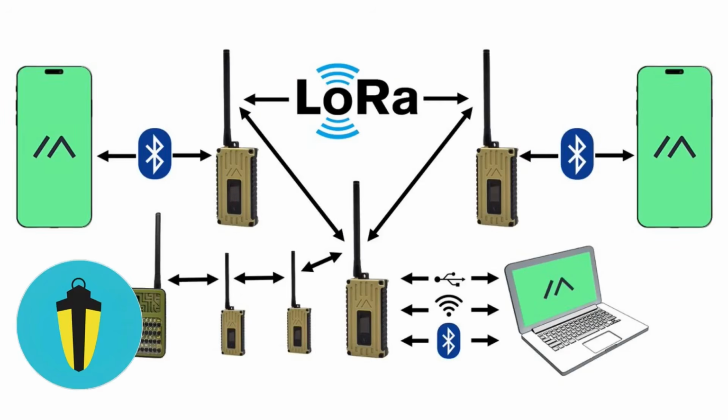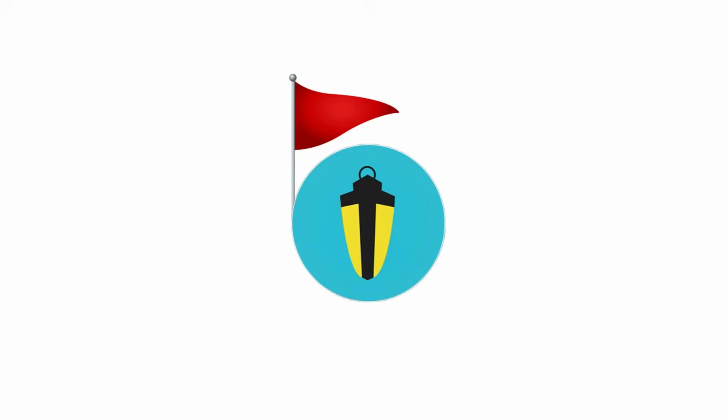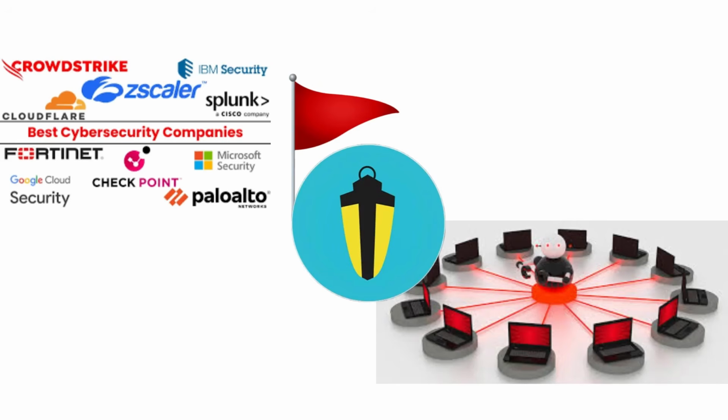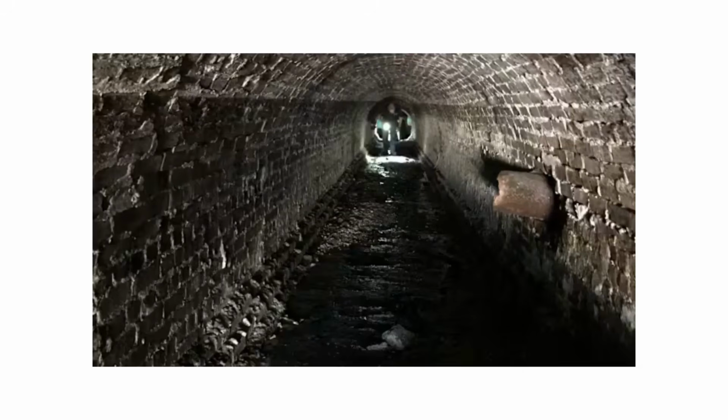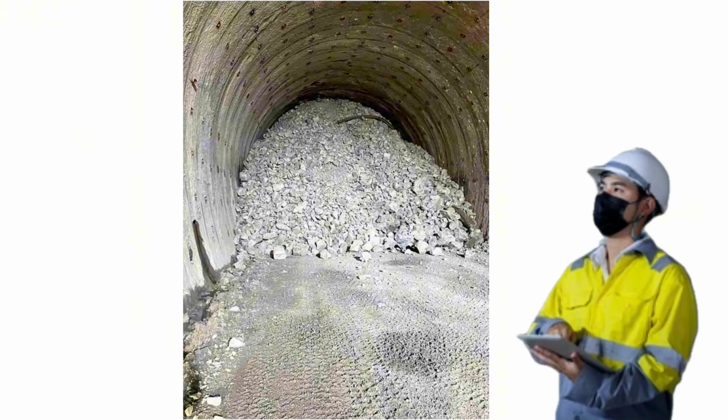But because it uses a decentralized mesh, it's also been flagged by Western security firms as a potential botnet risk. It's a browser that exists in a permanent grey area, a hero to activists and a villain to IT departments. It's the digital equivalent of a secret tunnel. And just like a secret tunnel, the people in charge are always trying to fill it with concrete.